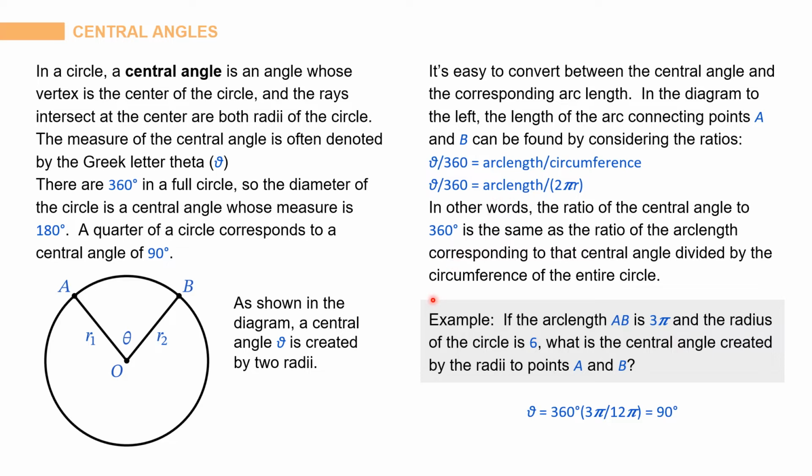So, for example, if this arc length AB were 3 pi and the radius of the circle were 6, to find the central angle, we'd say 360 degrees times 3 pi over 12 pi, which is of course a quarter, so 90 degrees.